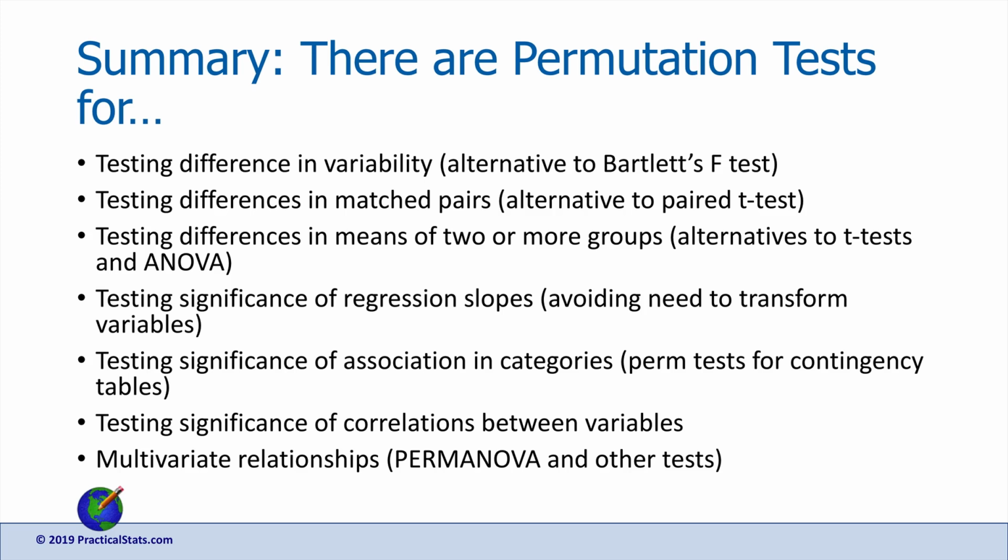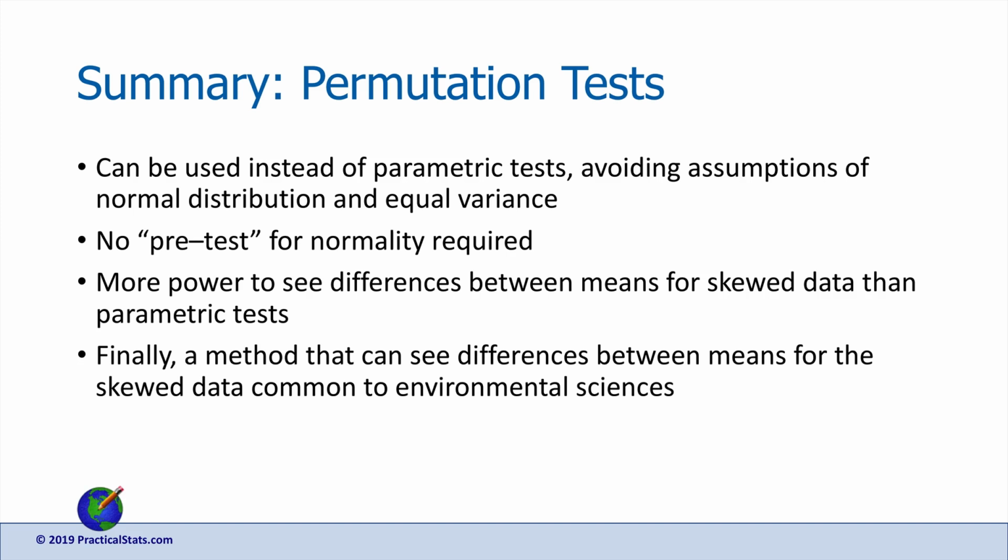So there's a lot of possibilities. The software's there waiting for you to use it. So they can be used instead of parametric tests, avoiding the assumption of a normal distribution and equal variance, which our data usually violate. There's no pretest for normality required. There is more power to see differences between means for skewed data than with parametric tests. And so we can finally see differences for groups that we're interested in, with the means as their center, when we have skewed data that are common. So that's been a huge relief.